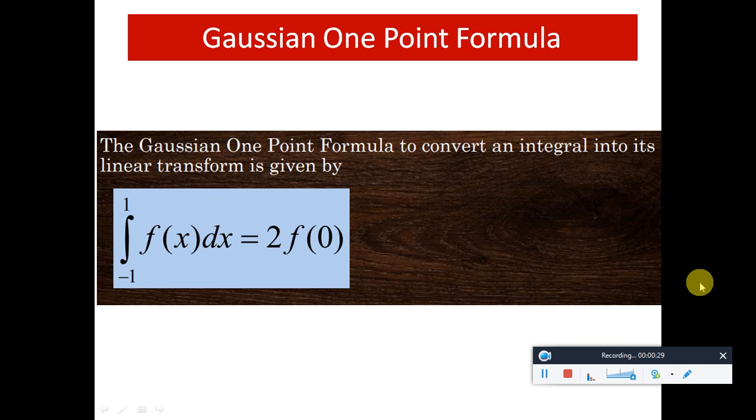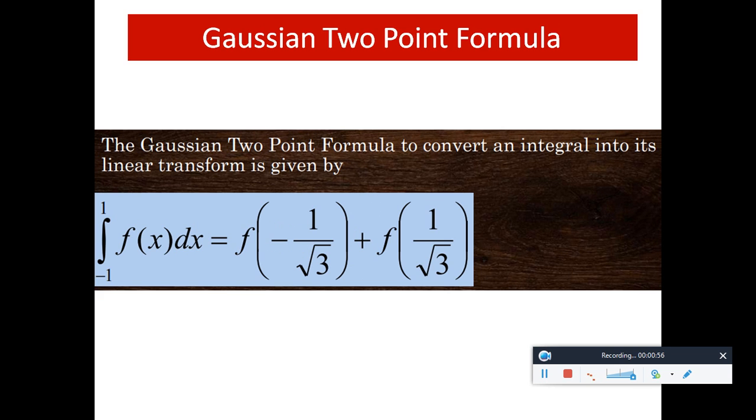As we already said, this Gaussian one-point formula will have the integral of f of x dx equal to c1 into f of x1. So that's what we have seen in the previous classes. This is the general formula to find the integral value under one-point Gaussian quadrature.